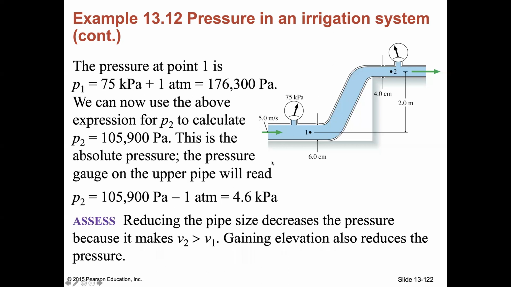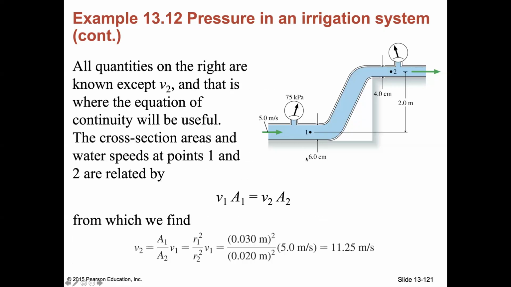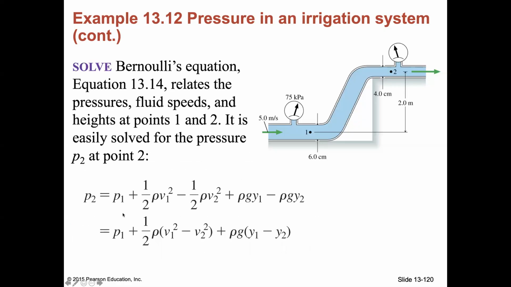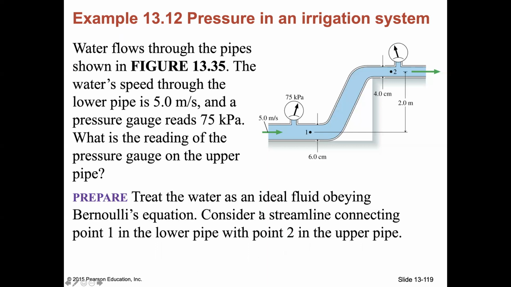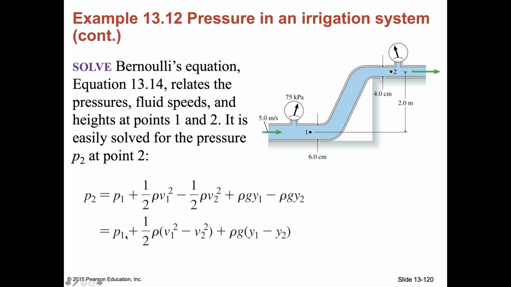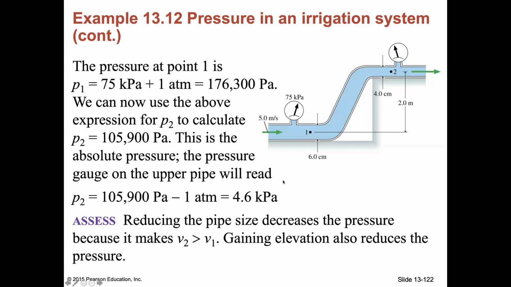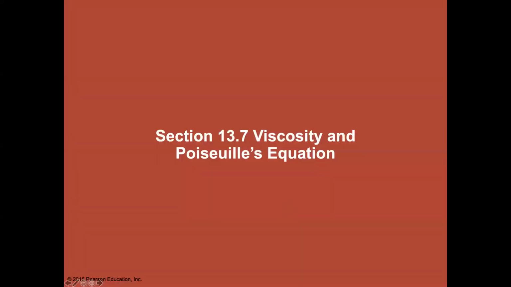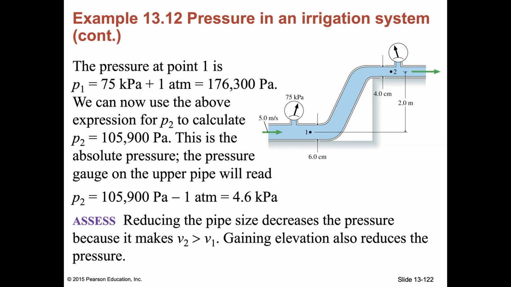Once you know V2, let's take it into the Bernoulli equation. So P2 equals P1 plus this expression, which comes from Bernoulli's equation. Everything is known on the right, so you can calculate P2 on the left. Finally, it's 4.6 kPa. So that's the way of solving problems using Bernoulli equation.